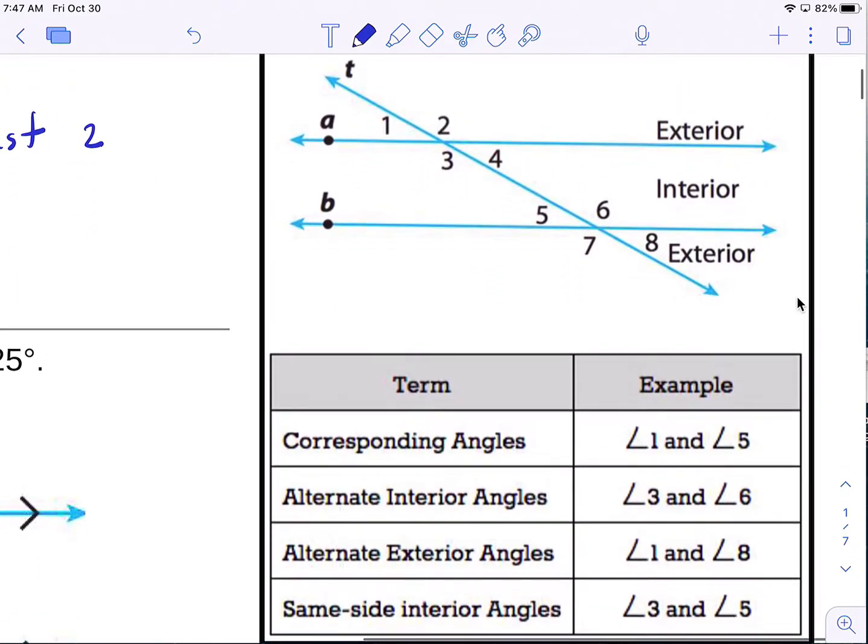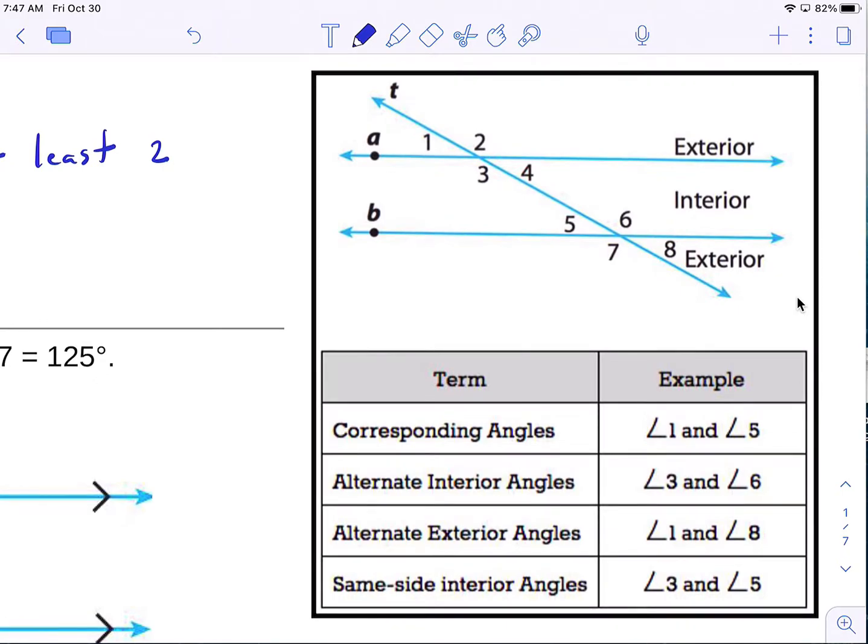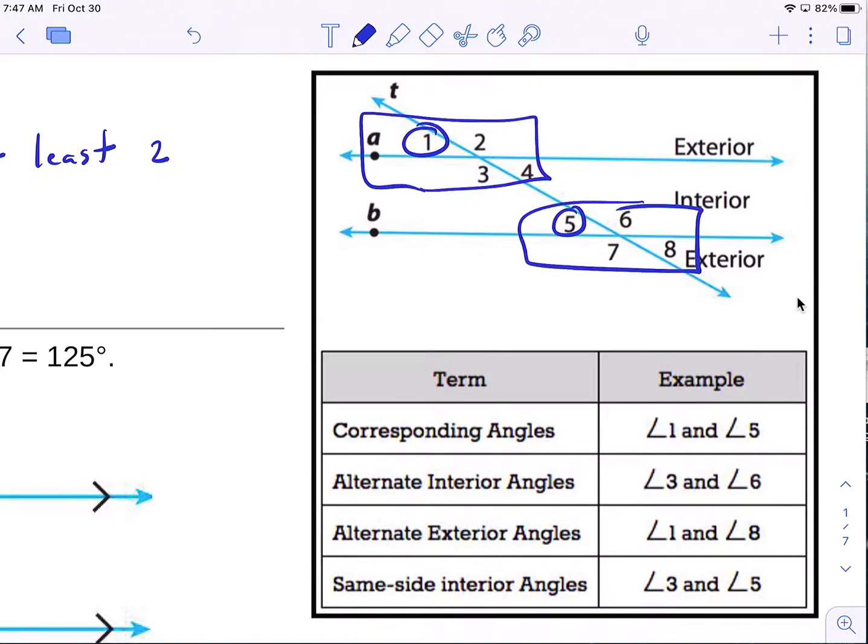Okay, so if I zoom out here, we have 4 terms, and you can see an example of each of those 4 terms. I'm gonna talk about those and add just a little bit more. So corresponding angles, the first one, says an example would be angles 1 and 5. If we look at those two, angles 1 and 5 are corresponding angles because they are both in the same position in their group. 1 is in the top left, 5 is in the top left.